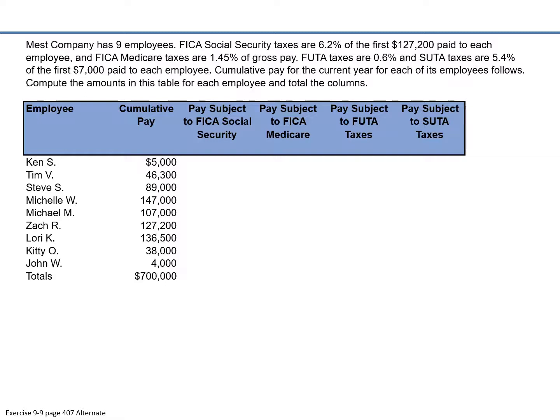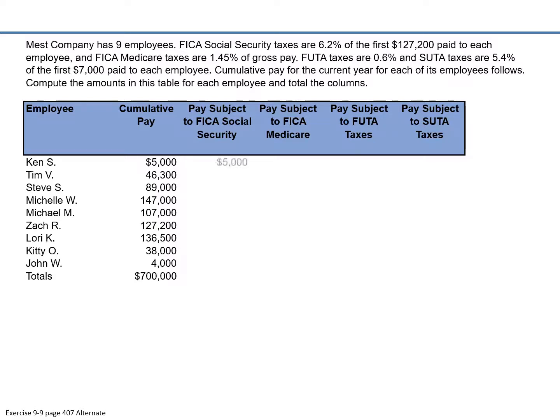All right, so why don't you pause the recording? Try this one. Compute the wages that are subject to each of the applicable categories. And then also compute the total taxes using the rates provided for both the employer and the employee side. And when you're finished, you can resume the recording and we will go through the answers.